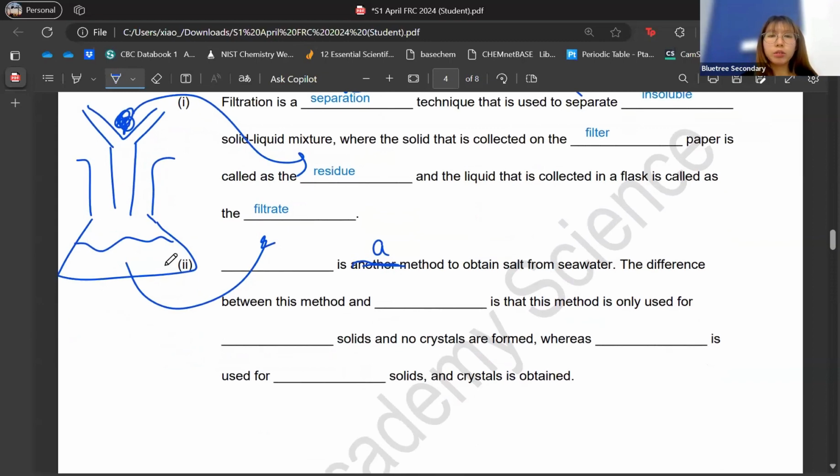Okay, going to part 2. The first blank is empty. Okay, so we just read on. This blank here is a method to obtain salt from seawater.